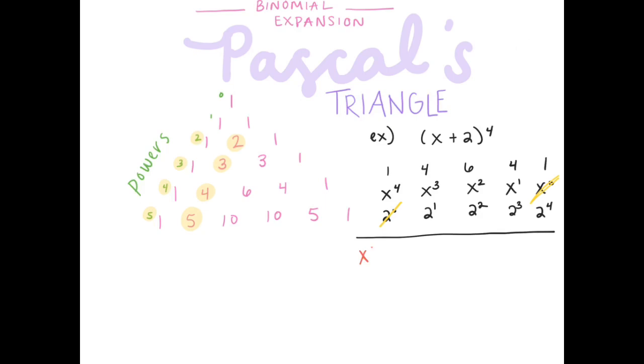So when we multiply in these columns, I'm going to have x to the 4th in the first column, 8x cubed in the second, 24x squared in the third, 32x in the fourth, and my constant is 16. Since there's a plus sign in the center of this binomial, that just means that all of my signs are positive. I think we need to do that a couple more times.